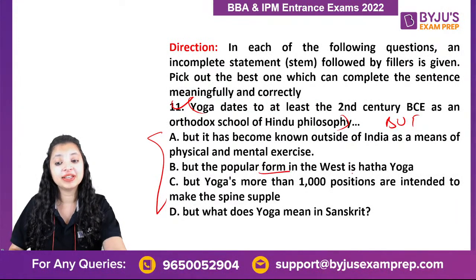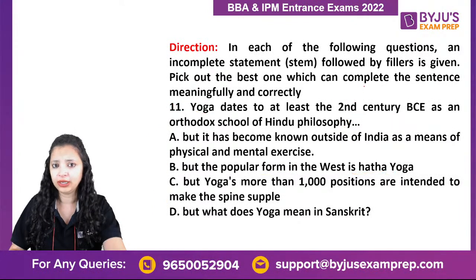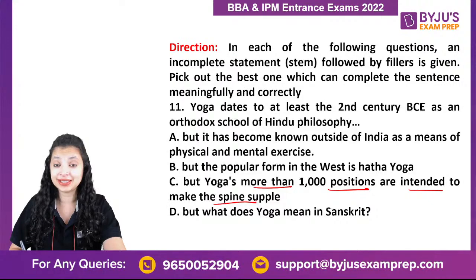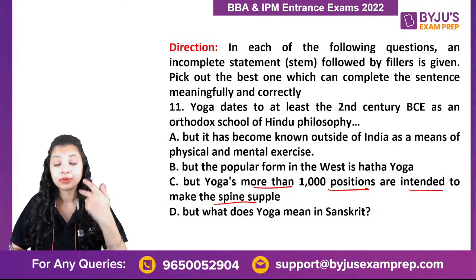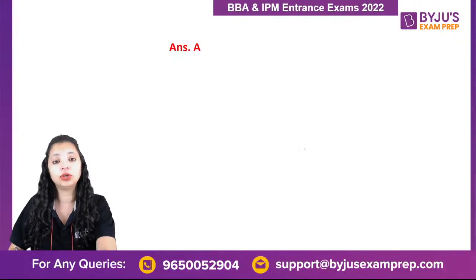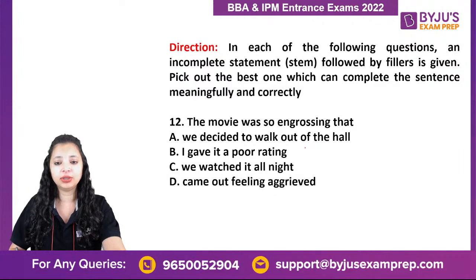But the popular form of West is Hatha Yoga. Am I talking about types and forms of yoga? No, we are not. But yoga's more than 1000 positions are intended to make the spine supple. Are we talking about how yoga helps us? No, we are not. So the only answer here is going to be an absolute A. Very good, everyone. Let's have a look at question number 12.